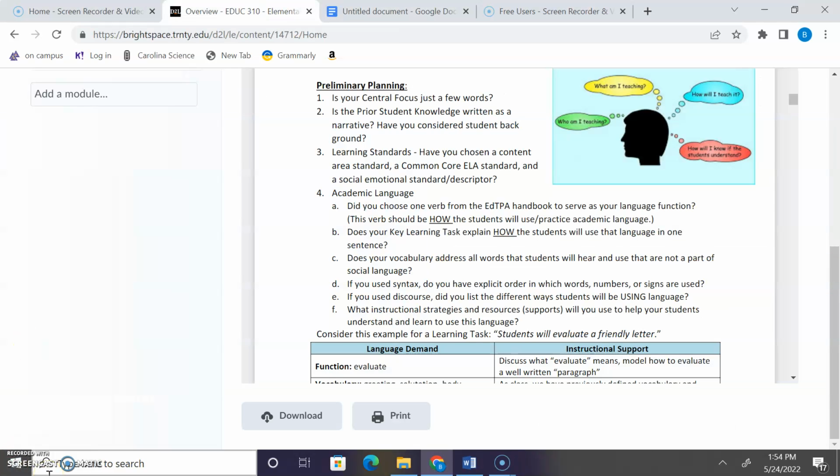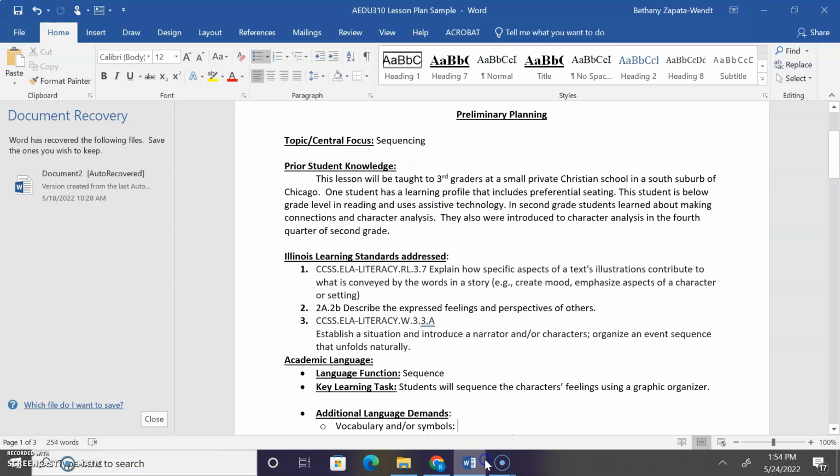So moving on, the next thing that we're going to look at is the key learning task. So my language function is sequence, and under sequence, if you look at the EdTPA language functions that start on page 31, sequence was on page 34.